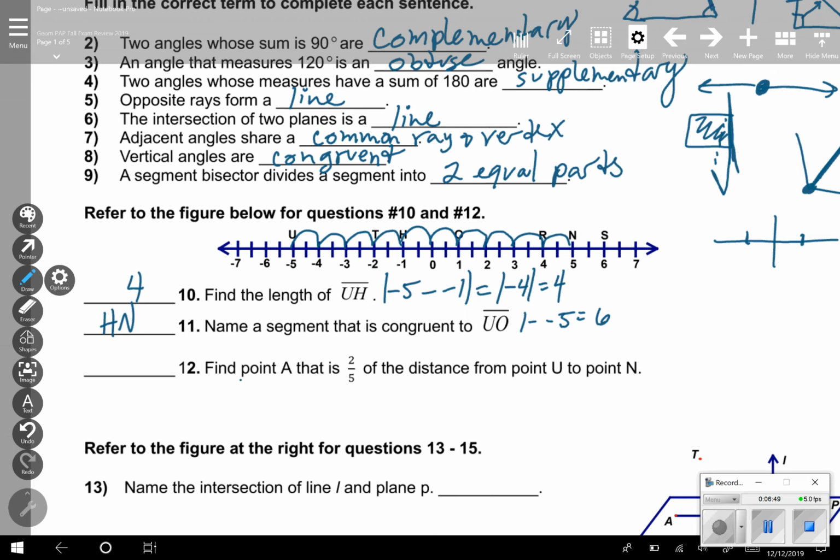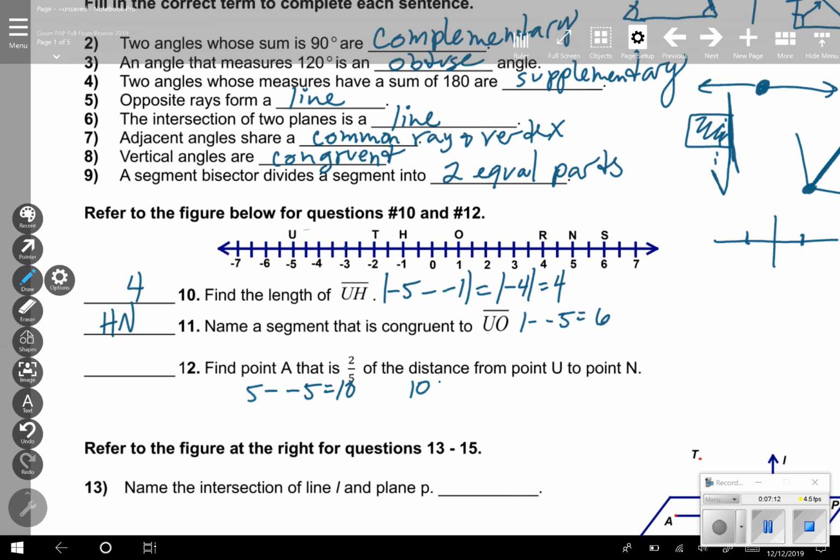Okay, it says find point A that is 2/5 of the distance from point U to point N. So from point U to point N, first thing you gotta do is find the total length there. From U to N, it goes from -5 all the way to +5. So 5 minus -5, that's 10. So the whole length is 10.